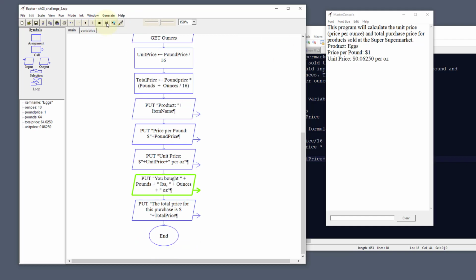Price per pound is $1. Unit price is 0.06250. We're not rounding up the decimal points, so this is going full decimal places here, which would normally be like 0.06. And you bought 64 pounds and 10 ounces of eggs, and our total price is $64.62. Well, it'd be rounded up to 63 cents, but then that ends the program.